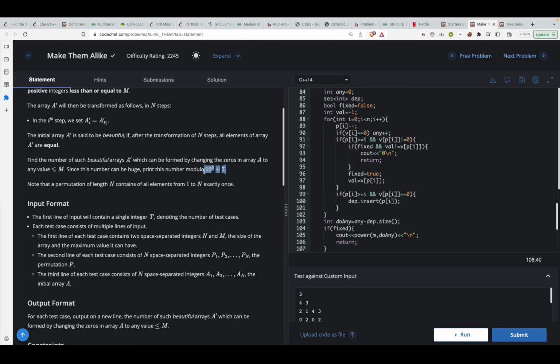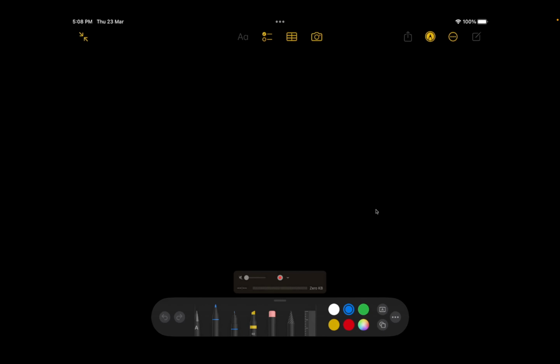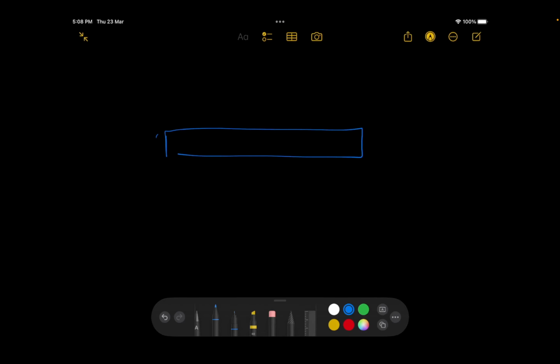That's definitely going to fail. Now what else can you do? Let's talk about some intuitions. So what you can say is that if this is your array, let's define the array in terms of maybe some cycles or some graphs or some edges. Now this is my array.